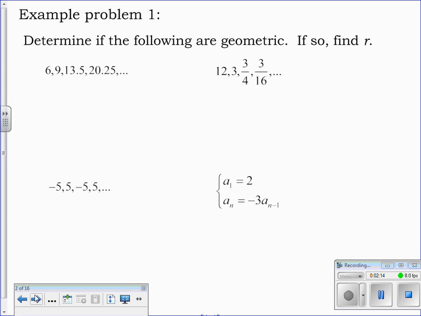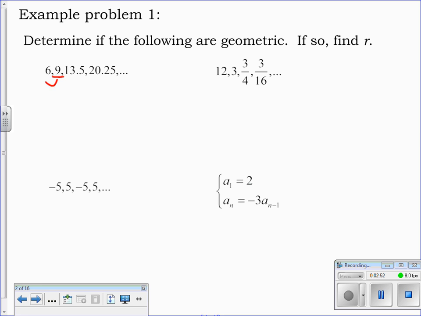So here we go. So the first example is determine if the following are geometric, yes or no. If so, find r. Now, some patterns, it's very easy to see right away whether geometric or arithmetic, how to find one from the other. The first one is not. Okay, I can tell easily it's not arithmetic because 3 plus 6 is 9, 9 plus 3 is not 13.5. So I know it's not arithmetic, but it's not necessarily easy to see that it's geometric. How can I tell for sure?